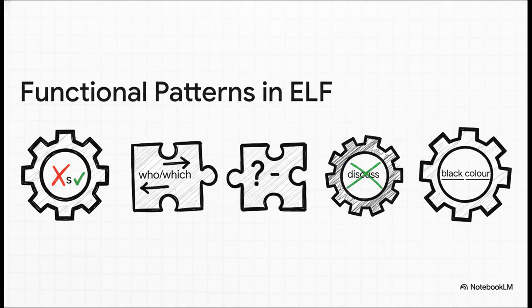And this view just totally reframes what we think of as grammar mistakes. Things like dropping the S on she go to work, or using who for an object instead of which. These are actually super common functional patterns in global English. And you know what? They almost never, ever cause confusion. They're just efficient adaptations, not failures.